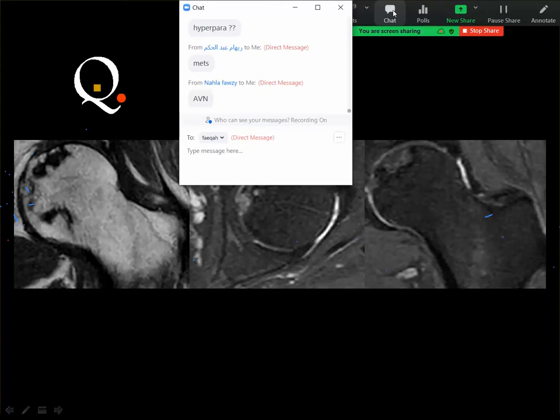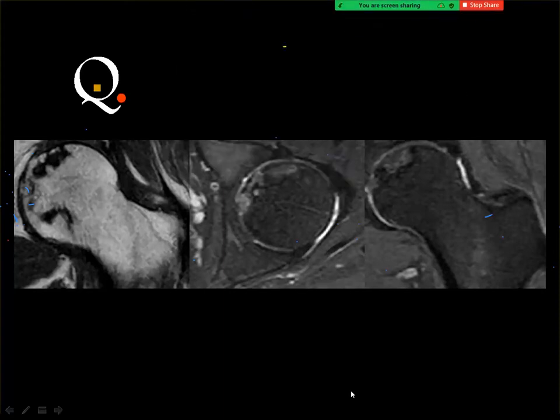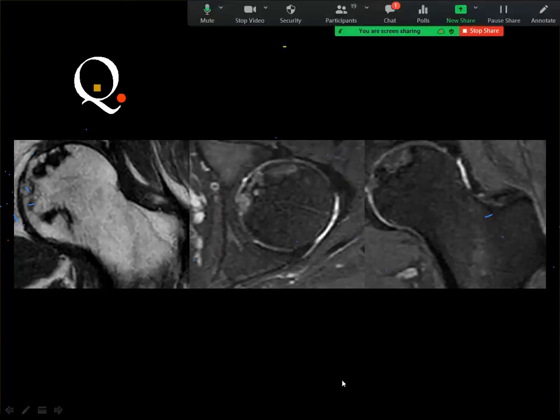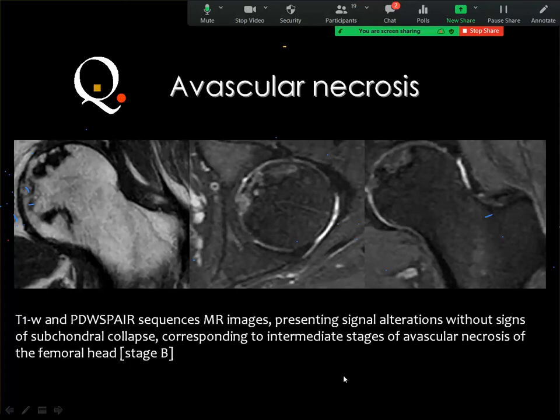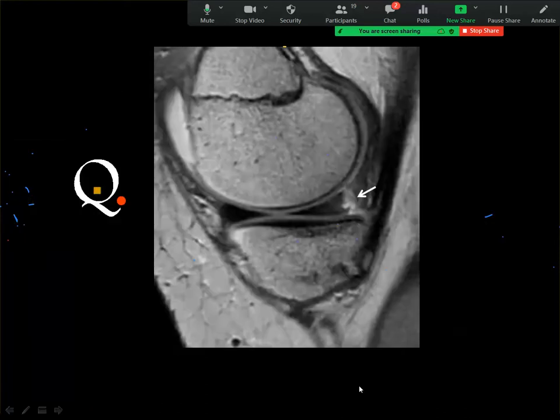Avascular necrosis, Nahla, yes, this is the right answer. And Reham also, this is avascular necrosis of the femoral head. And you got an abnormal lesion in the subcortical area of the femur. And if you look carefully, this is fluid signal, low in T1, high in STIR, denoting stage B of avascular necrosis.